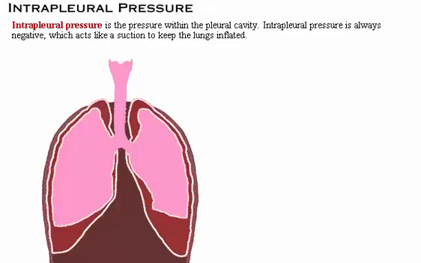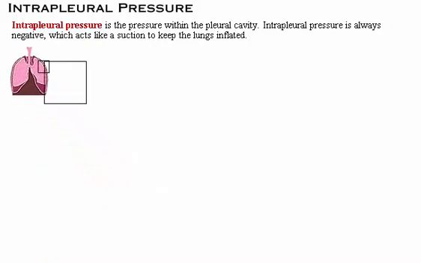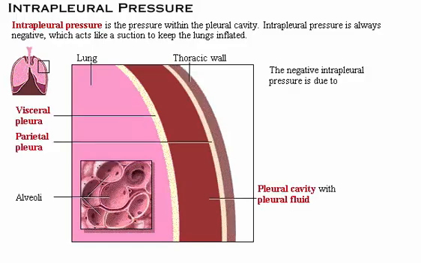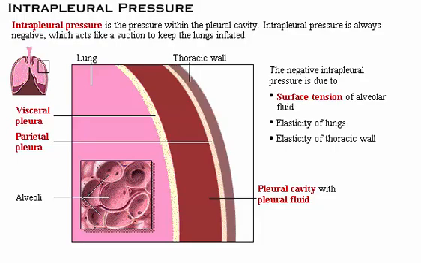Intrapleural pressure is the pressure within the pleural cavity. Intrapleural pressure is always negative, which acts like a suction to keep the lungs inflated. The negative intrapleural pressure is due to three main factors: the surface tension of the alveolar fluid, the elasticity of the lungs, and the elasticity of the thoracic wall. Click the alveoli to observe the effect of surface tension.